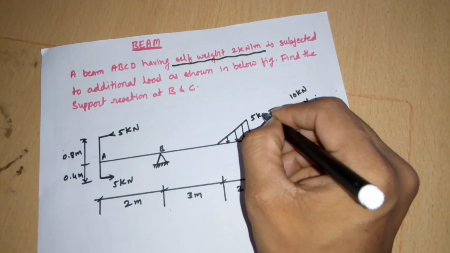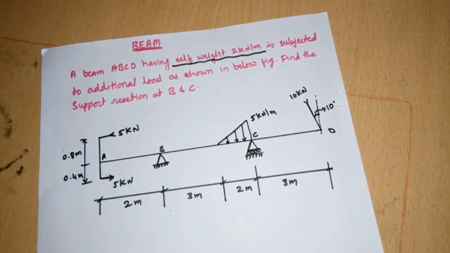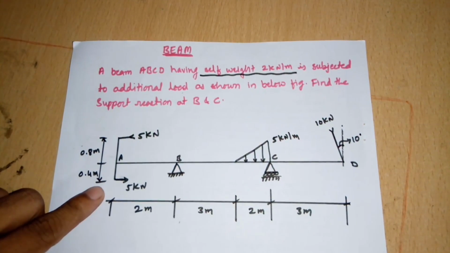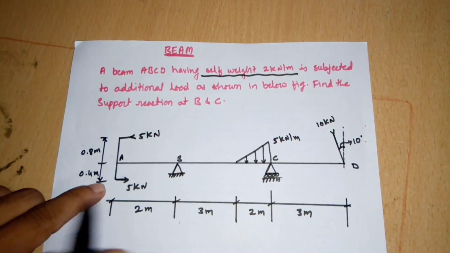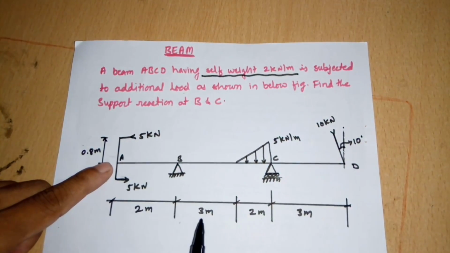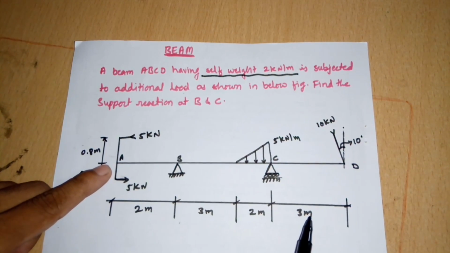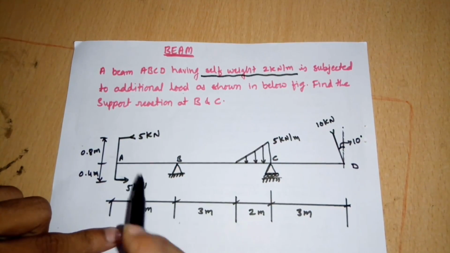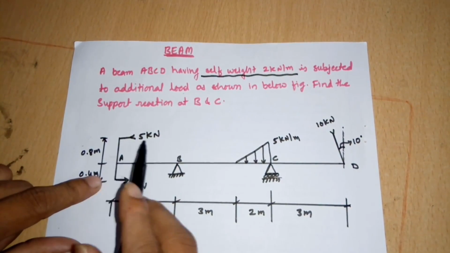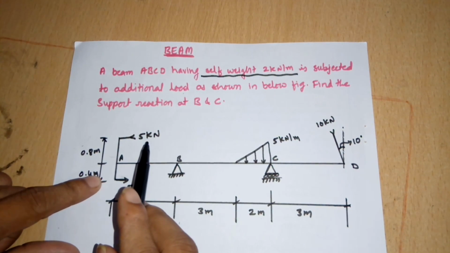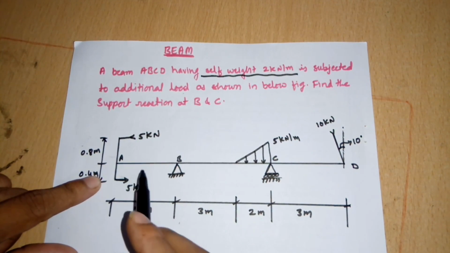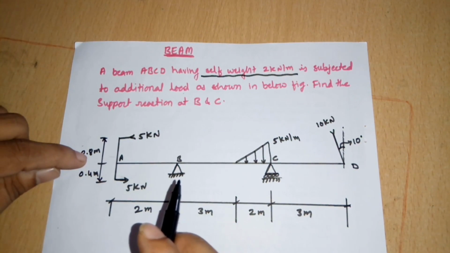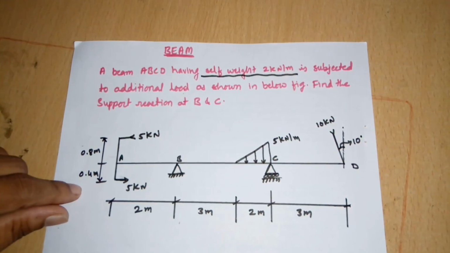Okay, this is the given question. So here it is 5 kilonewton per meter. So now let us look into the diagram, that is the given beam. Here the length of the beam is 2 plus 5 plus 2 plus 5, that is the overall length of the beam is 10 meter. Then next at the left hand it is subjected to two horizontal forces, both are 5 kilonewton, and from the point A they are separated at a distance of 0.8 meter and 0.4 meter.